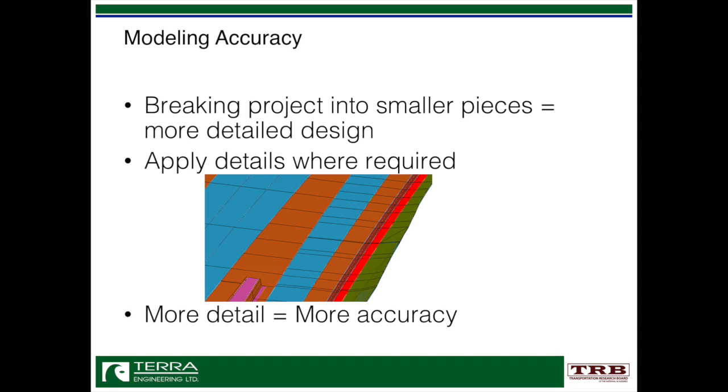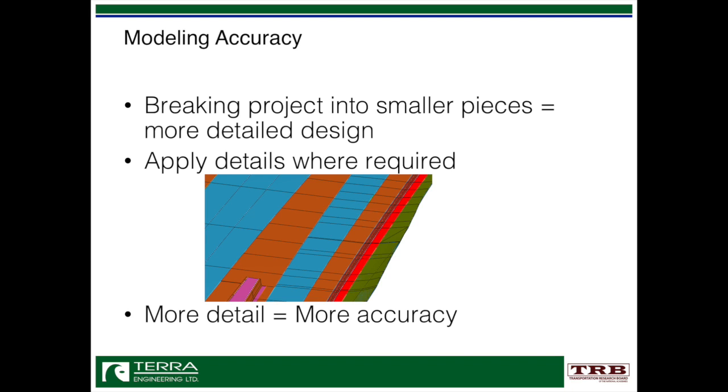If you have a single template and you want detail on one part of the corridor, you need to apply detail on the entire width of the corridor. That increases your processing time and the chance of the computer crashing, and therefore it adds time to build the model, and it costs more money, and then you don't meet deliverables. But by having a smaller piece, you're able to apply the detail only where you need it.